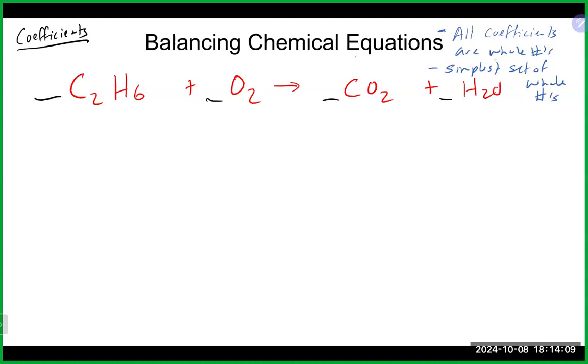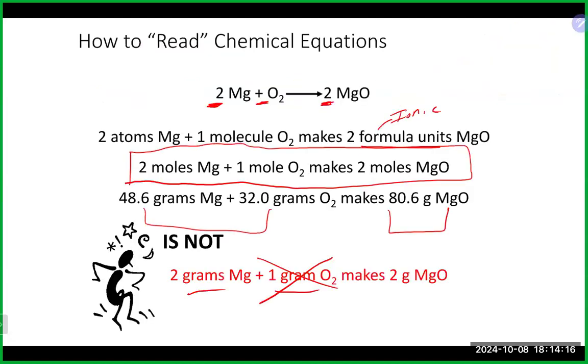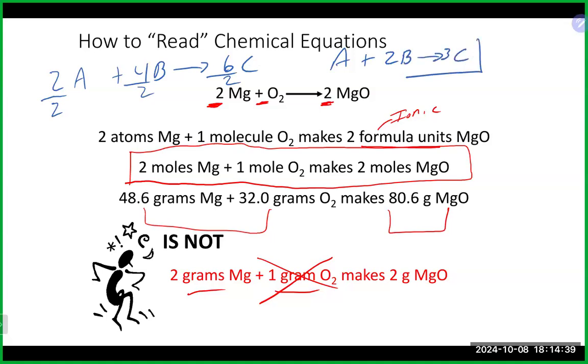So what do I mean by the simplest set of whole numbers? Let's just say that you balance this equation here and come back here and do it. You had a 2a, a 4b, and a 6c. And we'll just say this is a balanced equation with those coefficients. When I look at those coefficients, I could do what with them? I could divide them all by 2, right? And you should do that to give you the properly balanced equation that looks like this.